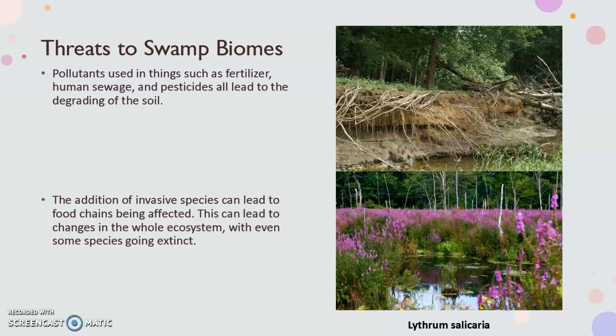Along with that, there's the addition of invasive species, which can lead to food chains being affected. And when food chains are affected, it can change the whole ecosystem, leading to some species going extinct or having significant changes. One invasive species is what you can see on the bottom right, which is the Lythrum salicaria, which is a type of grass or flower.